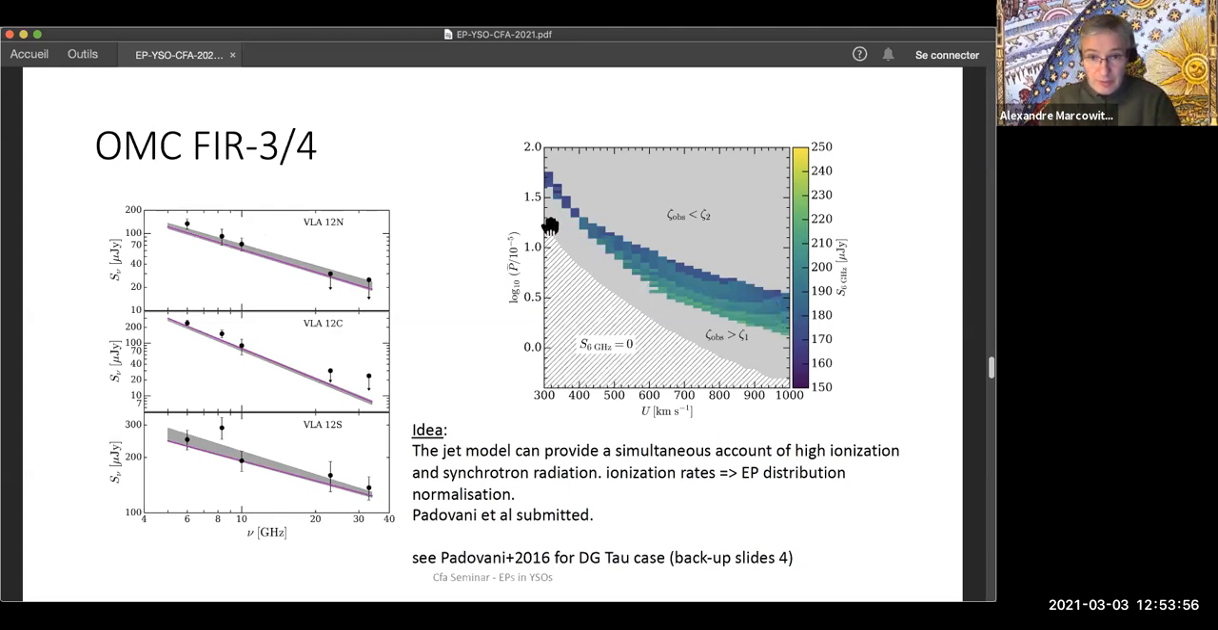Here you see, in the space of the fraction of the kinetic energy imparted to the energetic particles and the shock speed, there is a tiny space where you can explain the observation. Once we have the normalization, we try to fit the non-thermal radiation, and we succeeded in doing it at the same time. So it possibly suggests that non-thermal particles accelerated in the jets can explain both features.